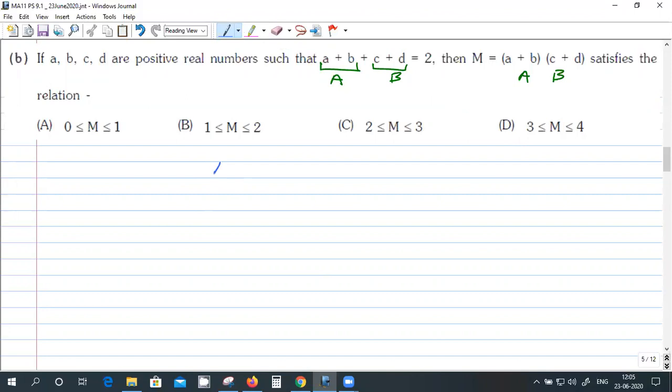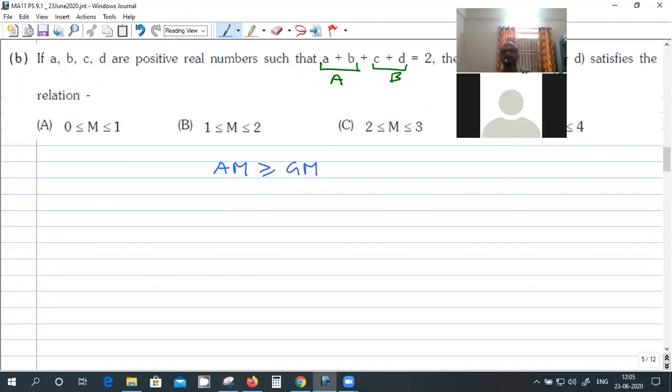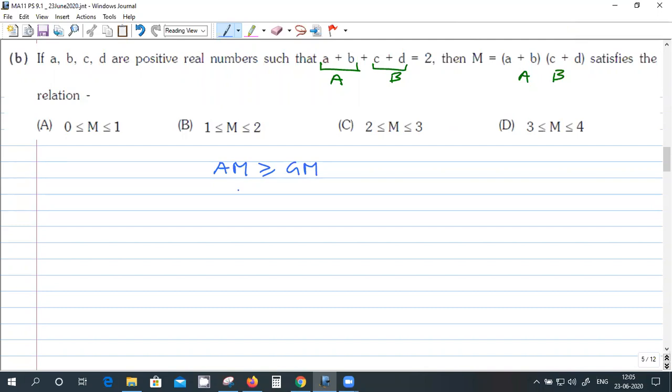Can you use this one? You can use this inequality, AM greater than or equal to GM. Okay, and what are the numbers you take for finding the mean? The numbers are capital A and capital B.